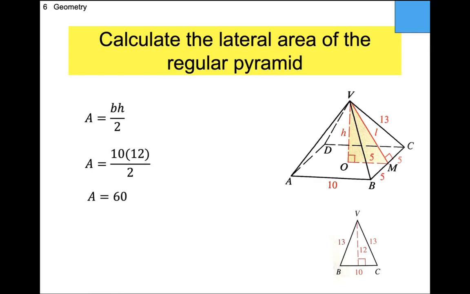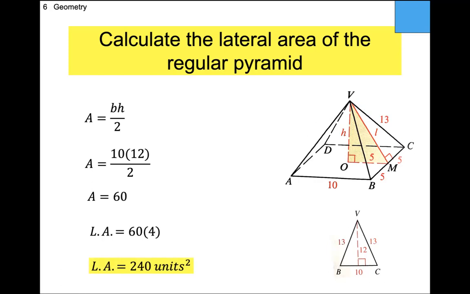And how many of those triangles do I have? Well, it's a square pyramid. So therefore, there's 4 of them. So therefore, I need to take that answer 60 and multiply by 4, and that would be the side area or lateral area. So 240 square units.